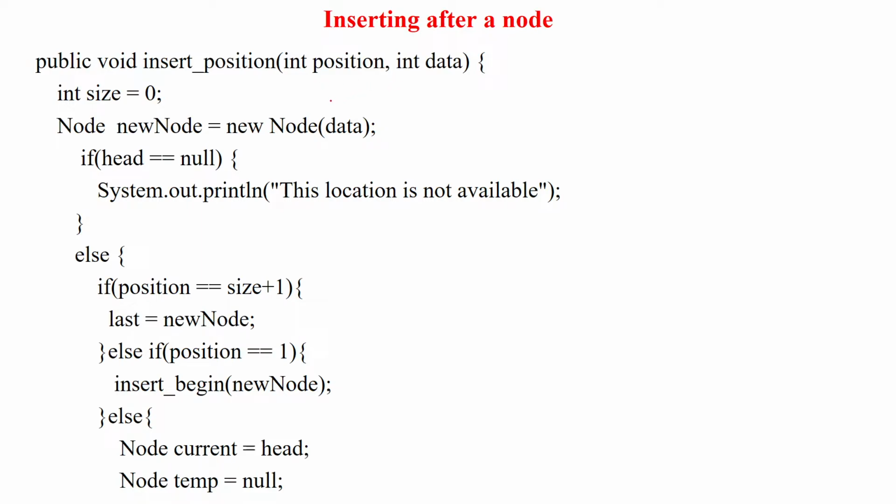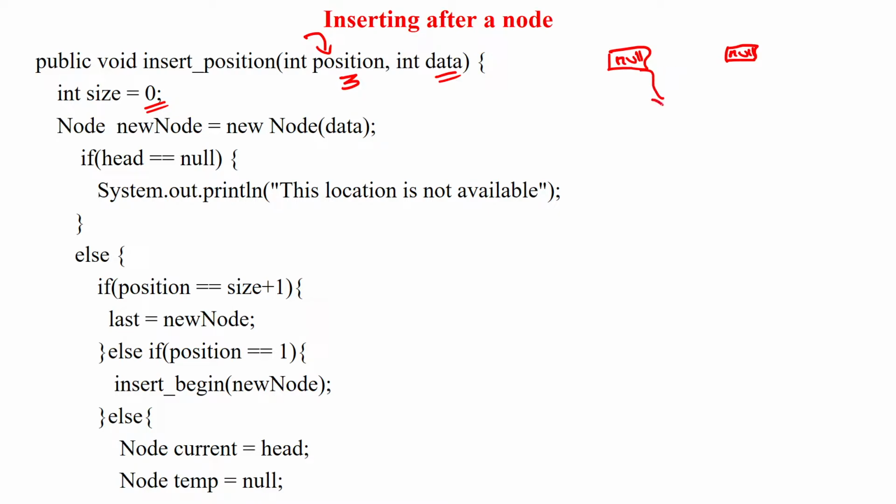Here first, what we are doing, we are passing the position. Suppose my position is third. Okay, I want to insert my node at the third position of the doubly linked list. Then a new node will be created with data. Initially I am assuming my doubly linked list size is 0. That means my head pointer is denoting null and the tail pointer is also denoting null.